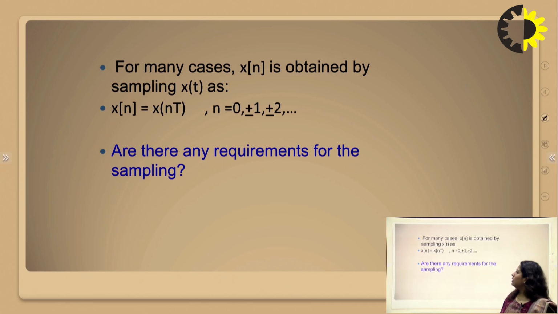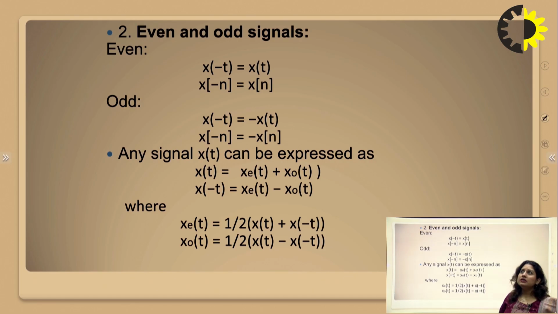Is there any requirement for sampling? Yes, because examples like digital audio systems, digital co-pilots and autopilots require discrete time signals instead of continuous time signals.